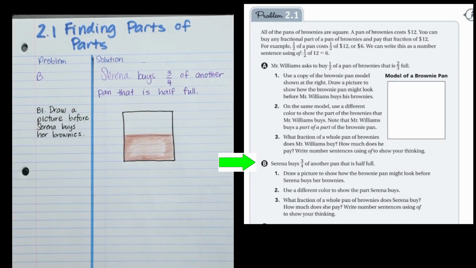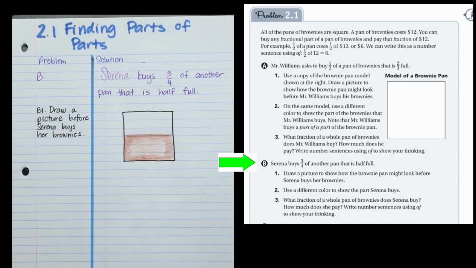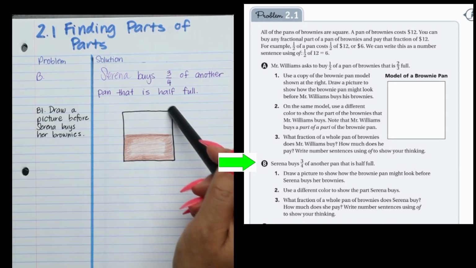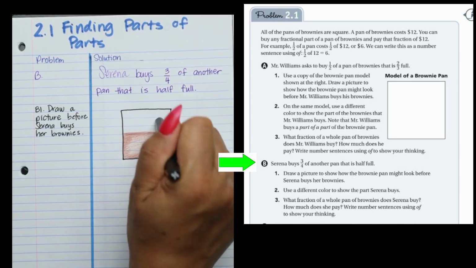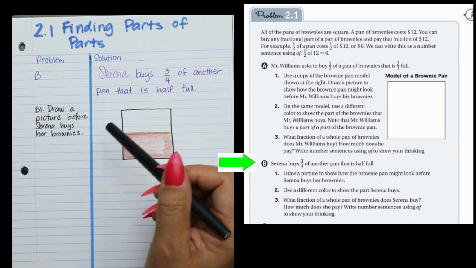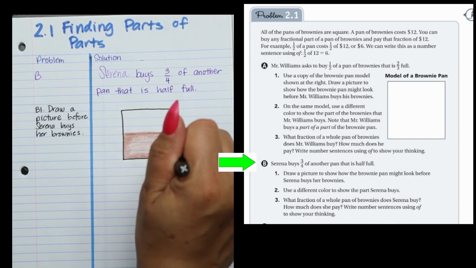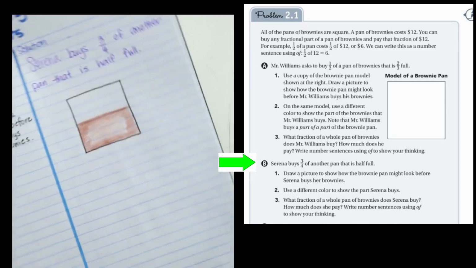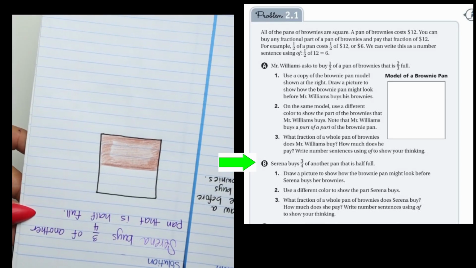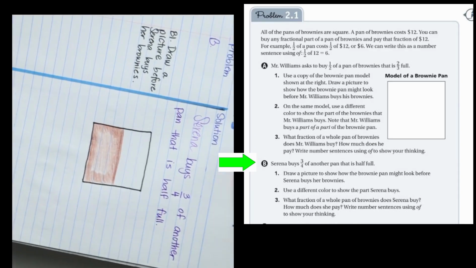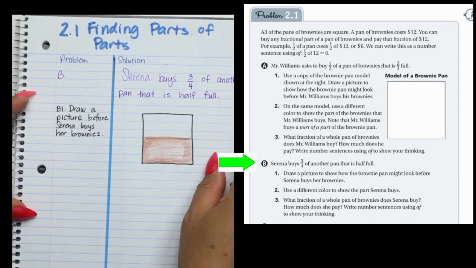Here's our next problem about Serena. Problem B, Serena buys 3/4 of another pan that is half full. So here's our pan of brownies that's half full. The other half has been sold. Draw a picture to show how the brownie pan might look before Serena buys her brownies. So this is one way to do it. You can also do it this way. You can do it that way, or you can do it that way. Either way, it's half full. So go ahead and draw your model now.